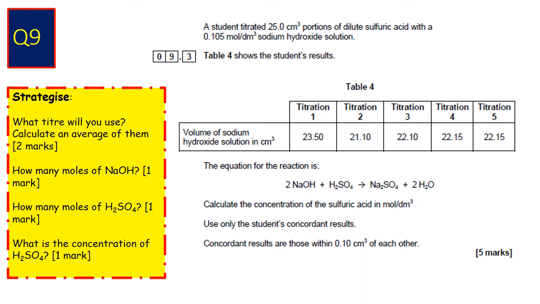Then you want to work out, using that average titrate, how many moles of sodium hydroxide have you used. You can use that information with the equation to say how many moles of the sulfuric acid there were, and then you can work out the concentration. So if you want to pause and have a go, now would be a good point.